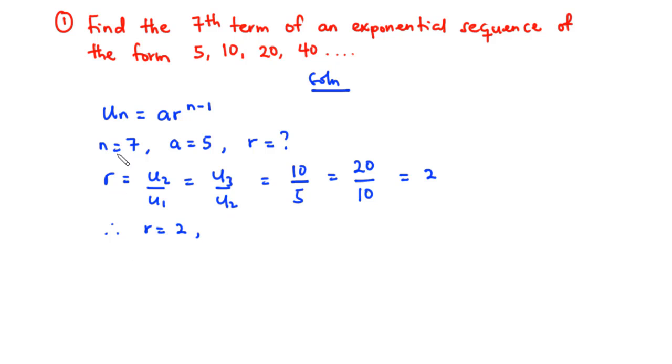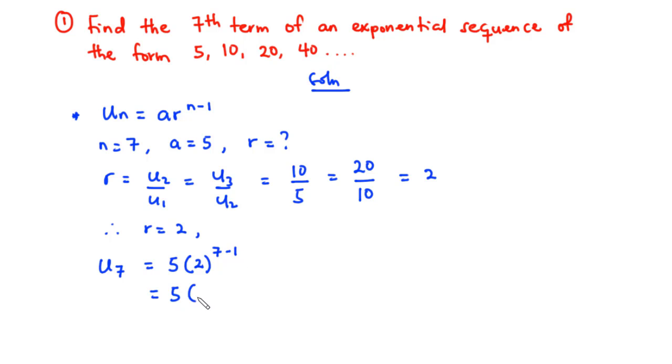Now, since we have the value of n to be 7, a to be 5, and then r to be 2, we can substitute all these three values into this expression to find the seventh term of the exponential sequence. So we have u7, that is, we are going to substitute 7 in place of n. So u7 equals, we have a to be 5 times r, which is 2, exponent 7 minus 1.